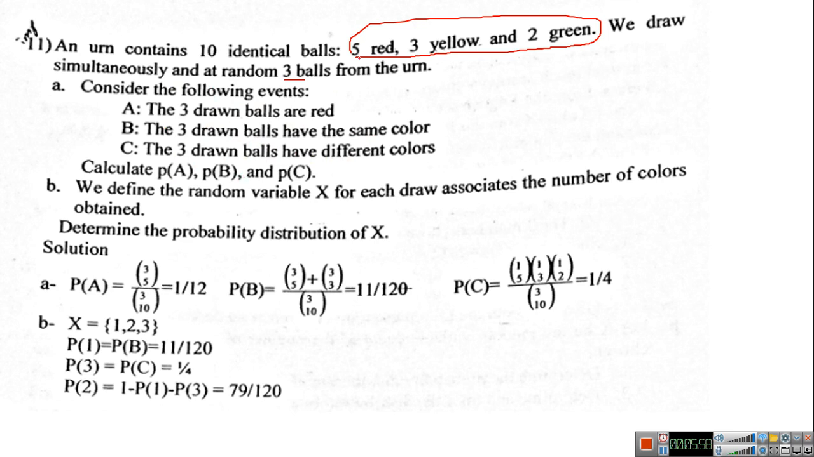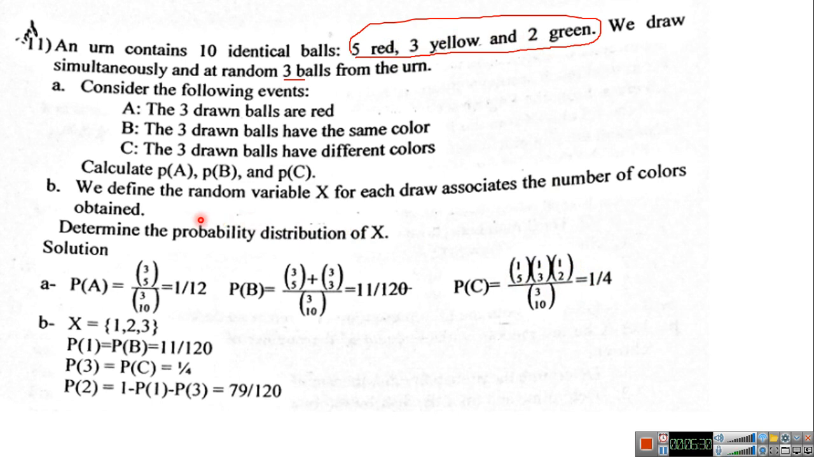P of A, the 3 are red, so since the red is 5, it's 3 out of 5 over 3 out of 10. P of B is same color. Either the 3 are red or 3 are yellow. We cannot have 3 green because I don't have 3 green. So as you can see, P of C, they have different colors: one red, one yellow, one green. So 1 out of 5, 1 out of 3, 1 out of 2 over the total.